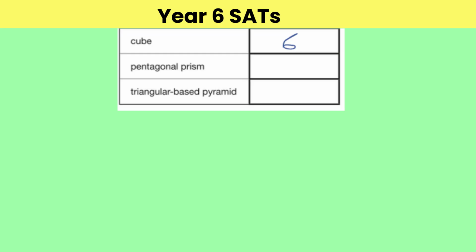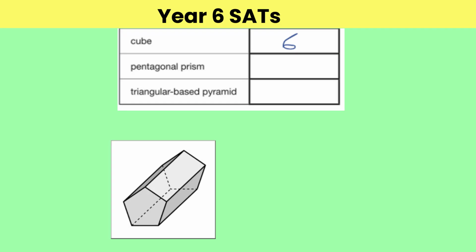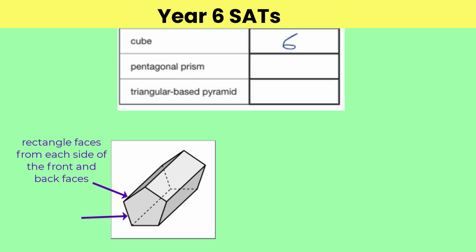A pentagonal prism. So if I just drew a pentagon, not a very good pentagon, but it's got 5 sides. A pentagonal prism. Prisms have a face at either end, so 2 faces, and then they have a face for each one of its sides. A pentagon has 5 sides, so there's 5 faces around the outside, a bit like the cube, and then 1 on each end, so that's 7.